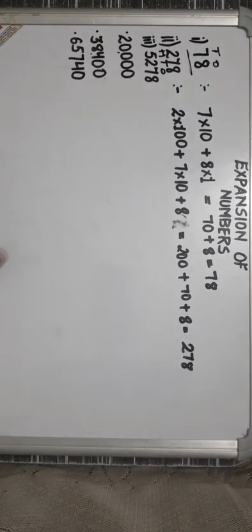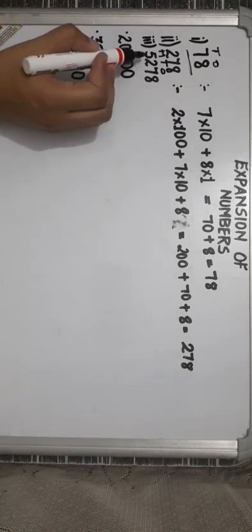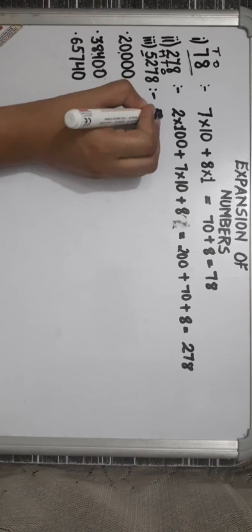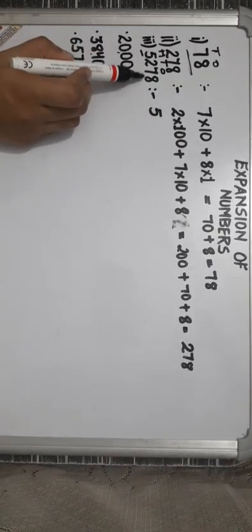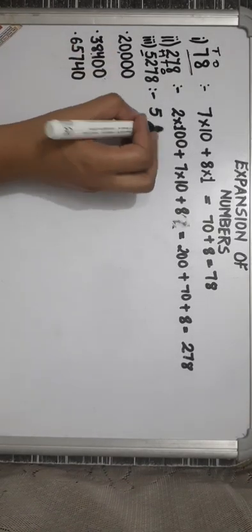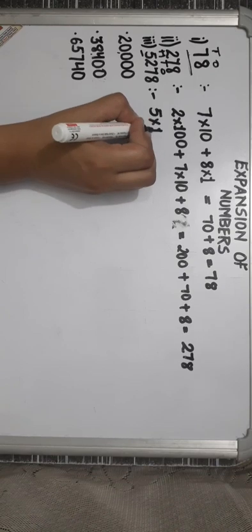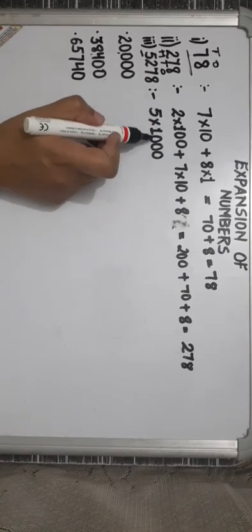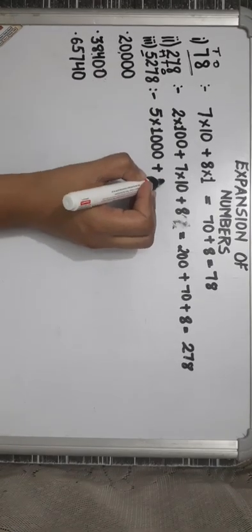Now you see the third example. Let's take another approach. Look, if you want to make it simple, what you can do is take the first number, that is 5, and see how many digits are after the 5. 3. 1, 2, 3. So multiply it with 1000 having 3 zeros. 1, 2, 3 plus 2.